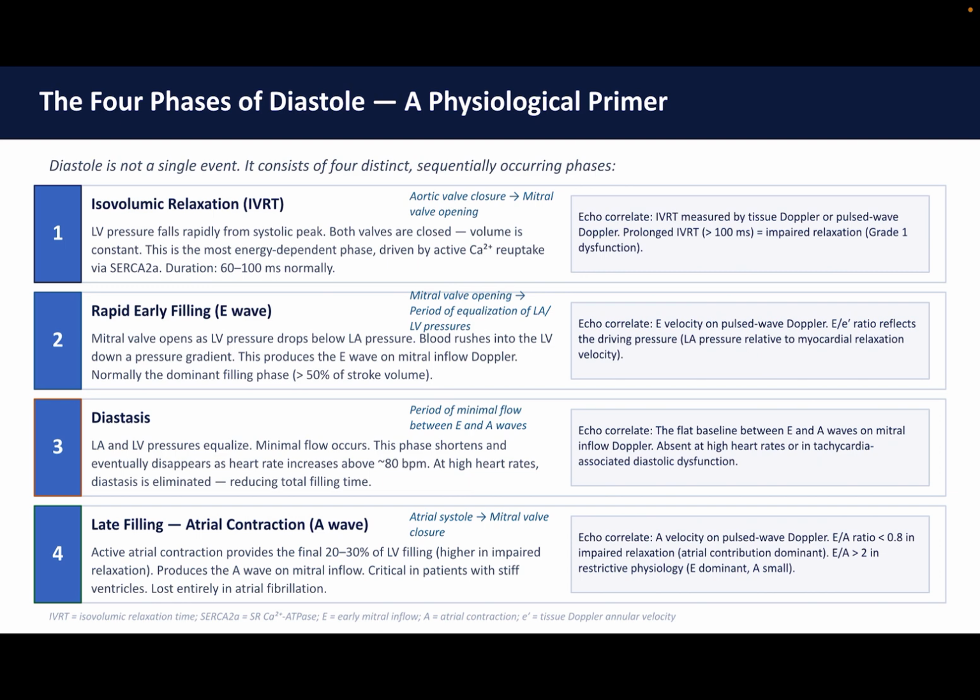Phase 4, atrial contraction, or A wave. Active atrial kick provides the final 20 to 30% of LV filling, critical in a stiff ventricle. Lost in atrial fibrillation, which is why atrial fibrillation is so poorly tolerated in patients with significant diastolic dysfunction.